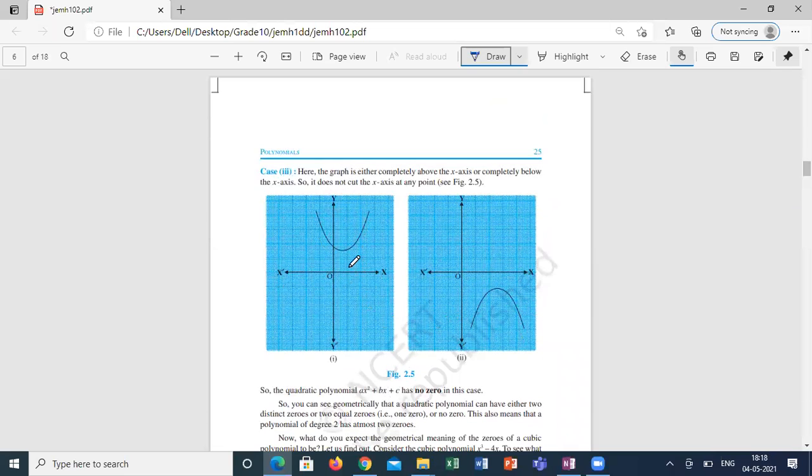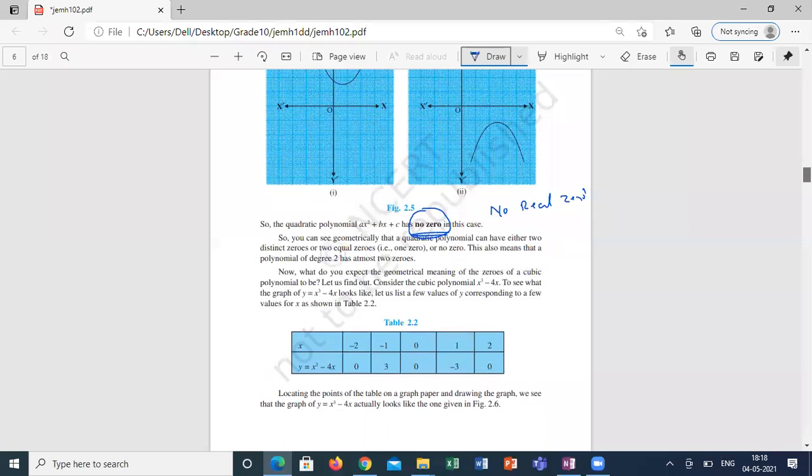In the next case, it clearly says it is never touching the x-axis, so I can say it has no zeros. No zeros in the sense no real zeros. It has imaginary, unreal solutions. Unreal solutions means complex solutions that we won't discuss. As of now, we'll say this expression has no zeros in this case because it is not touching anywhere on the x-axis. Clear what I'm saying?